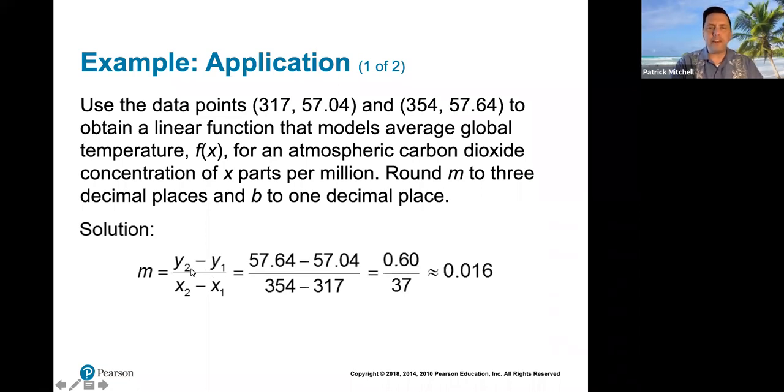So first we'll find the slope, the change in y over the change in x. Again, I recommend labeling those 2 points. This is x1, y1, that's x2, y2. 57.64 minus 57.04 divided by 354 minus 317 gives me 0.6 divided by 37, which is approximately 0.016.